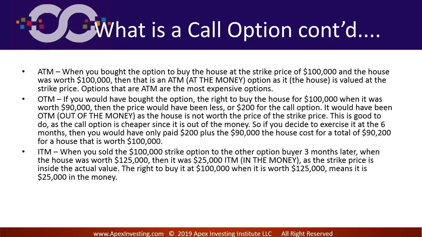Okay? In the money is when you sold the $100,000 strike option to the other option buyer 3 months later. So when the house was worth $125,000, then it was $25,000 intrinsically in the money, as the strike price of $100,000 is actually inside the actual value of $125,000. So again, the right to buy it at $100,000 when it's worth $125,000. I mean, there's $25,000 of intrinsic value in the money.